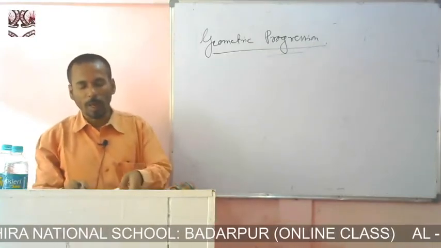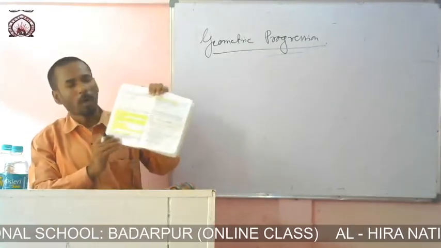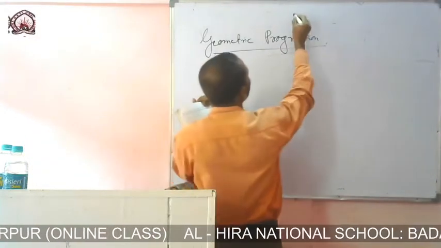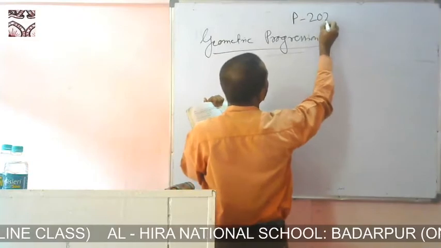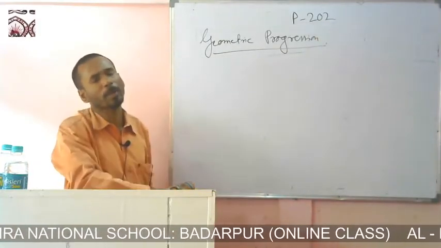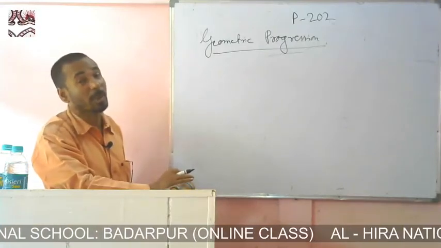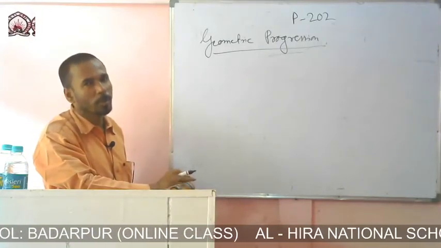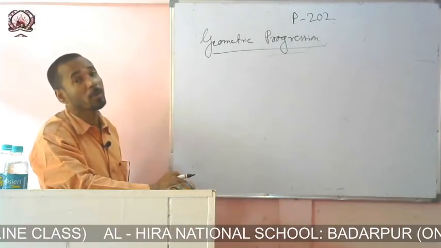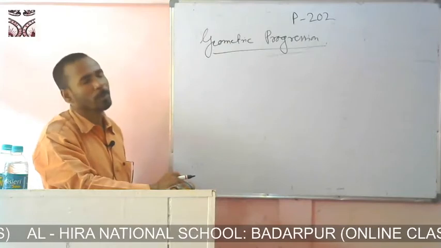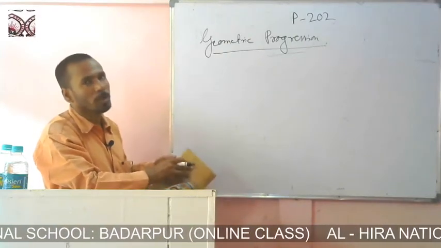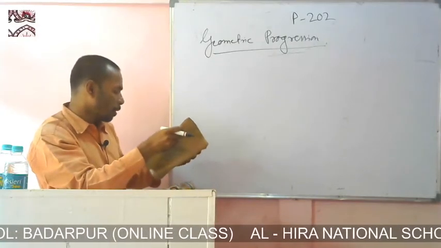So geometric progression, I am underlining. You must underline. I am highlighting this also on your page number 202. In arithmetic progression there is a common difference, subtraction, and in geometric progression there is a common ratio. Ratio means divide. It is a relation of division. Arithmetic progression is a relation of subtraction, and geometric progression is a relation of division.